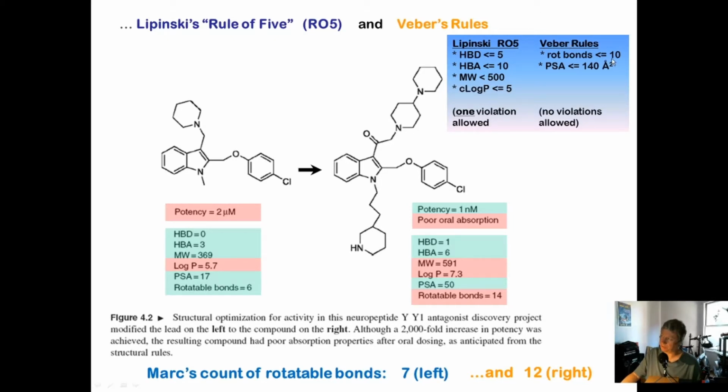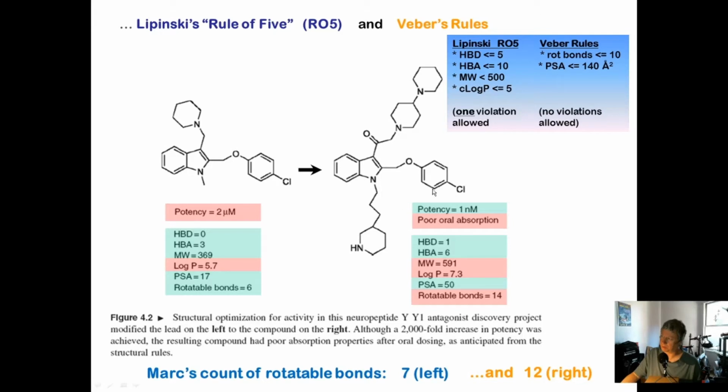And then the Weber rules say less than or equal to 10 rotatable bonds, so the 6 are predicted here, and PSA, polar surface area, should be less than 140. So all of this is in agreement with the Lipinski and the Weber rules. Remember also that I disagreed with how they counted rotatable bonds, and I think I'm doing it correctly. I'm not going to review that again, but in this case, I counted 7. On this right side molecule, I counted 12.